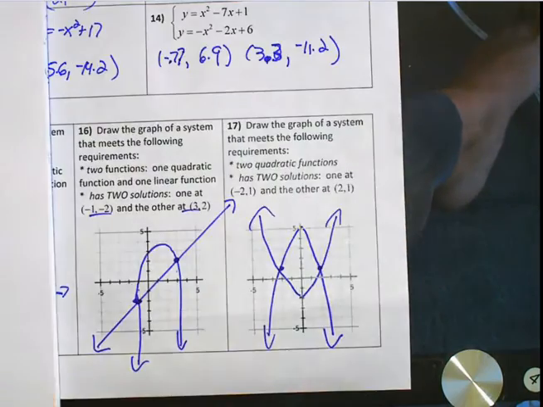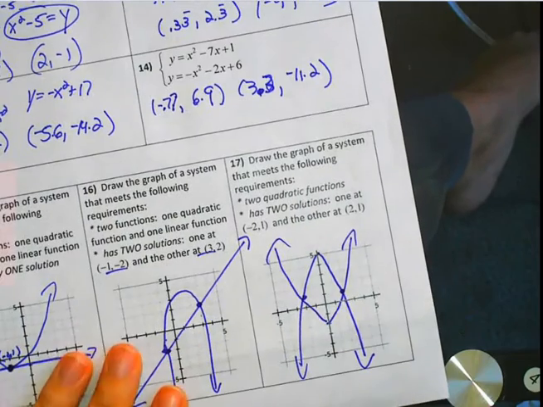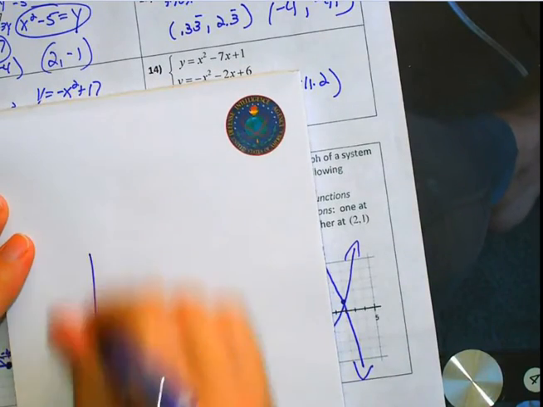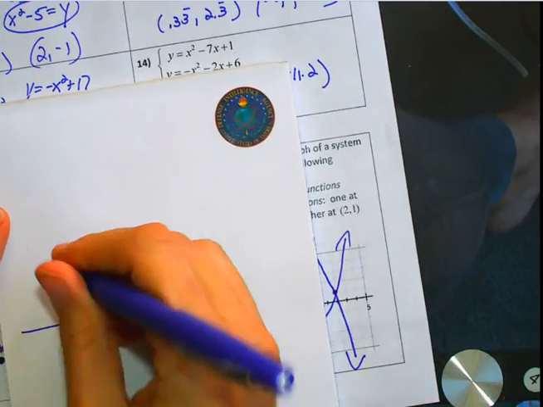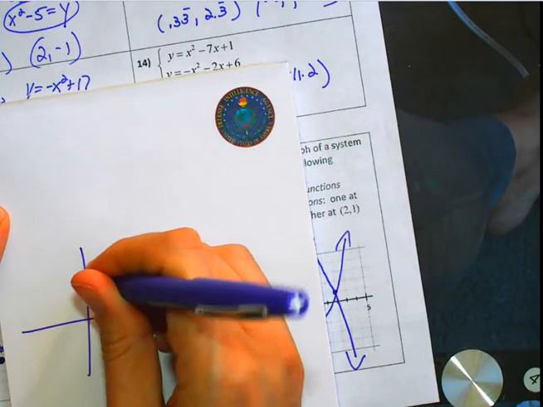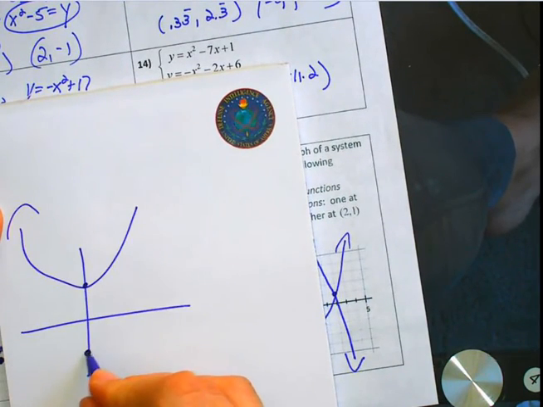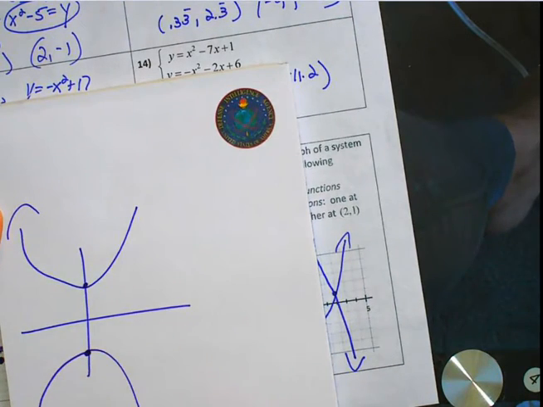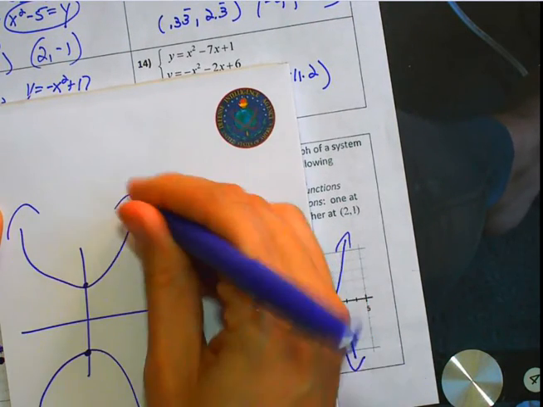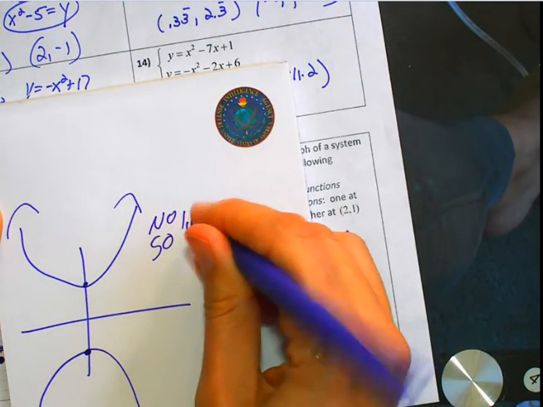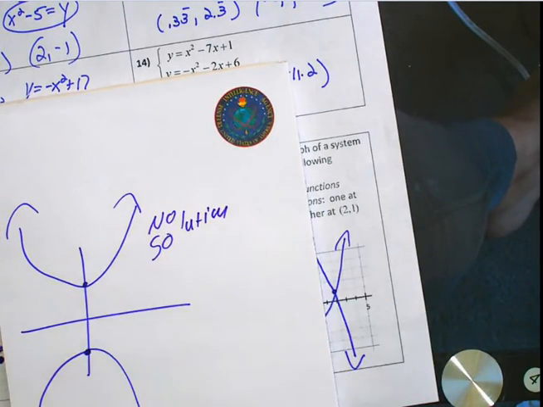Okay, a couple others that aren't in here that I want to make sure that you know. One is if there's no solutions. So no solutions, which isn't on your paper, but you should be aware of it. No solutions would be, say, a parabola that faces up, but then you have a parabola with a vertex that faces down. So this would be no solutions. Because it has to have an intersection to have a solution for a system, so this would be no solution.